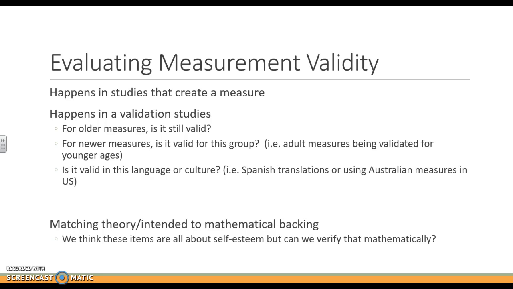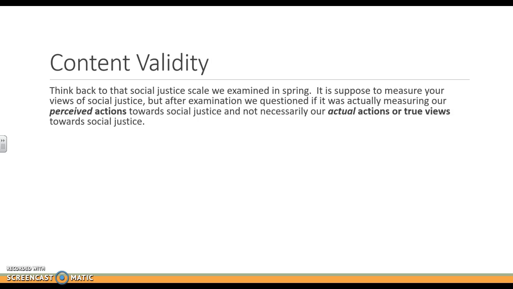And what we're doing with validity, measurement validity, is we're looking at accuracy and we're trying to match this intended theory, these items that we think are measuring this thing, to some mathematical backing. So if we think that we are measuring self-confidence, are we actually measuring self-esteem? And if we think that we're measuring one big global self-esteem, are we actually measuring three different aspects of self-esteem? That's the kind of stuff that we're asking with measurement validity. And this starts with content validity.